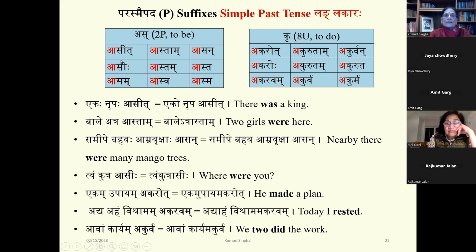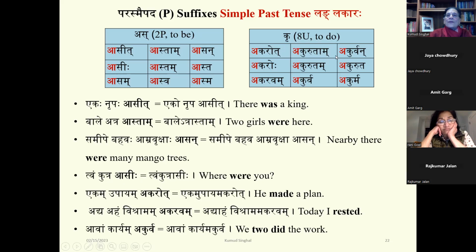Okay. Now let's look at this form, asihi, which is tvam. Tvam kutra asihi. Where were you? Tvam kutra, where? Asihi. So here, no sandhi here. Oh, sorry. Here, this should not be combined. This should be a space here. This is wrong. So this would be tvam, space, kutra asihi, right? So there's a typo here.